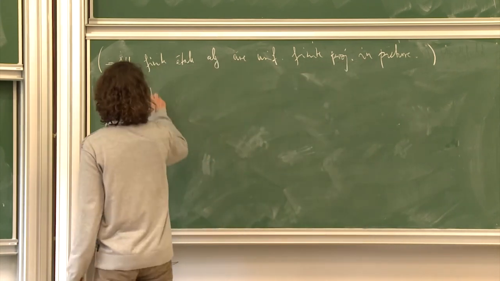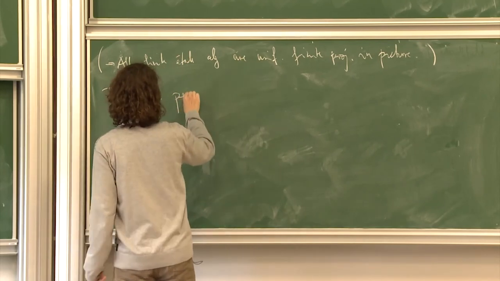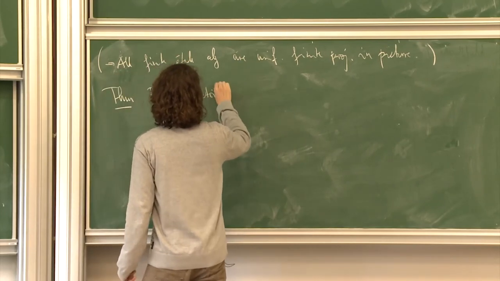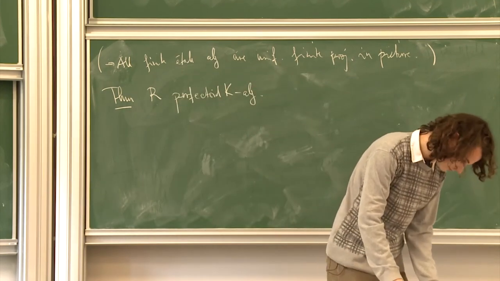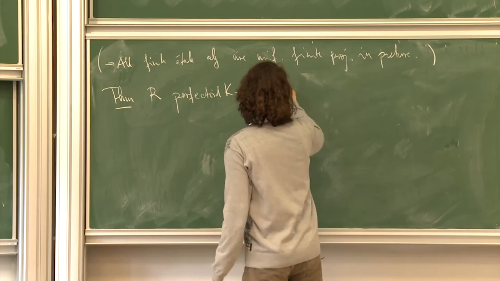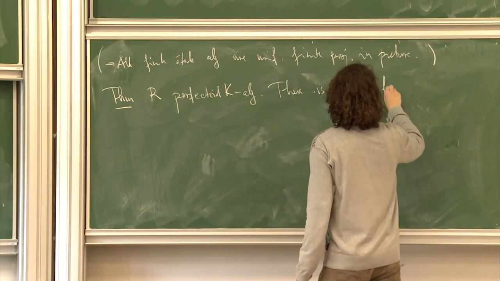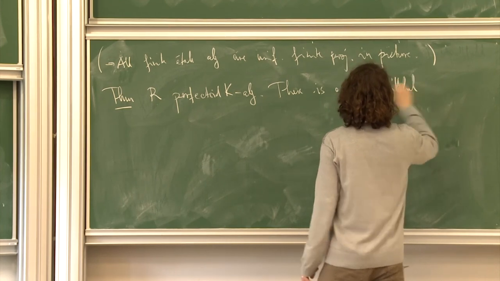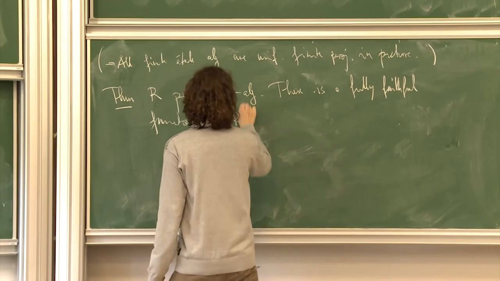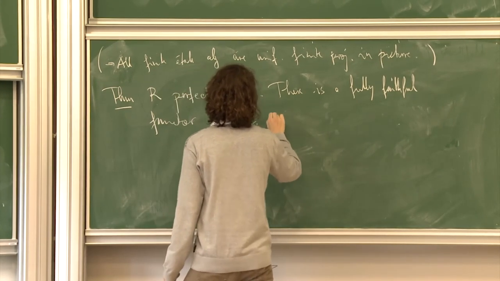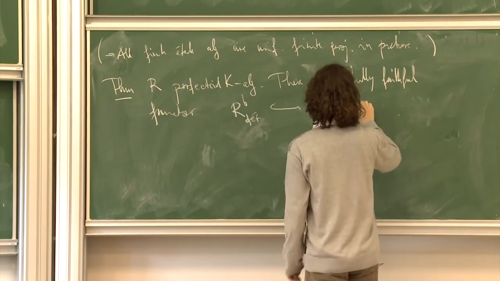Maybe I collect something. So I want to collect sort of what we proved for perfectoid algebras in characteristic zero. So now assume that... then there is a fully faithful functor from the finite étale algebras over its tilt to the finite étale algebras over itself, which is inverse to the tilting functor.